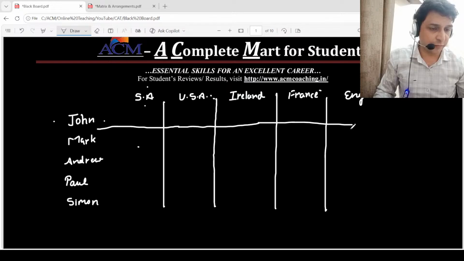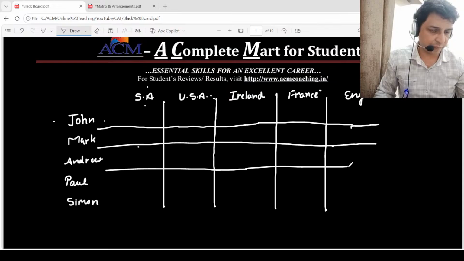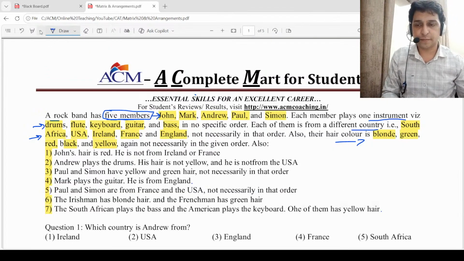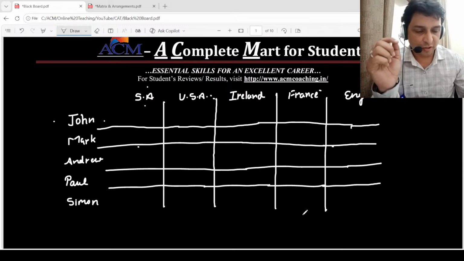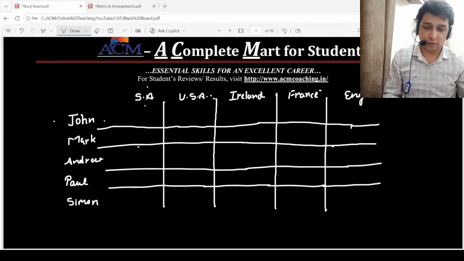Now this method is useful when we have up to 4 categories. This is going to help us a lot. Now we're going to write down all the information which has been given to us, and that's going to help us a lot in solving this puzzle. Let's see the first information that has been given to us.